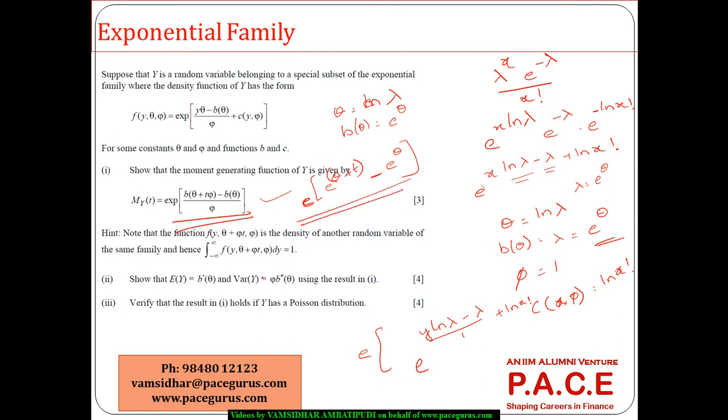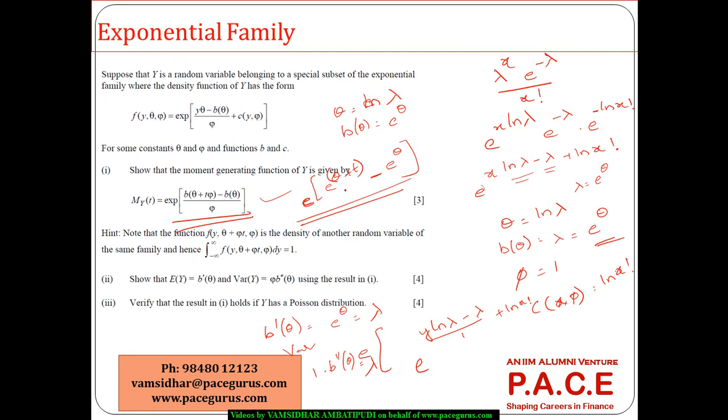Now I can find out the b dash of theta. So the mean is b dash of theta, which is nothing but e power theta only, which is lambda. Then the variance is phi times b double dash of theta. Phi is 1. So b double dash of theta is also e power theta, which is lambda.